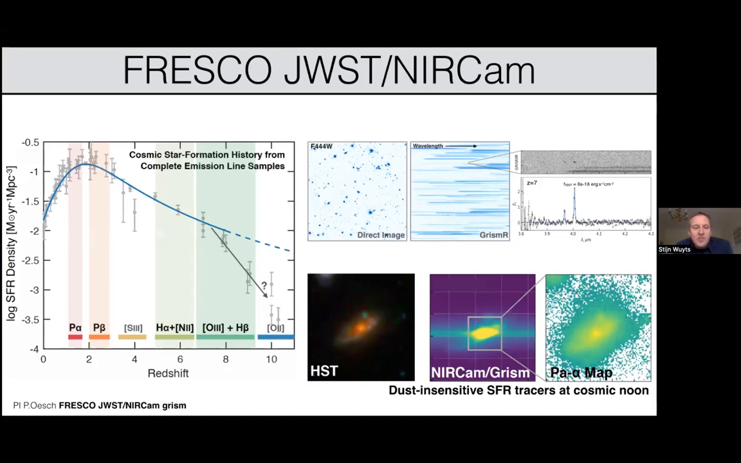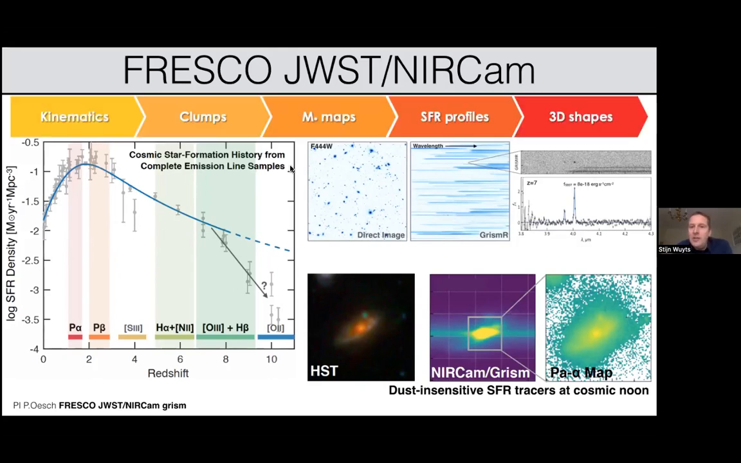As JWST instruments are being calibrated, we look forward to the NIRCam grism, which will do two things in this context of star formation profiles. First of all, it will open a window, via Balmer lines, on the distribution of star formation within galaxies into the epoch of reionization. But also at cosmic noon, it will offer us a more dust insensitive probe of star formation at high resolution with the Paschen lines. So that's something to look forward to in terms of these star formation rate profiles.